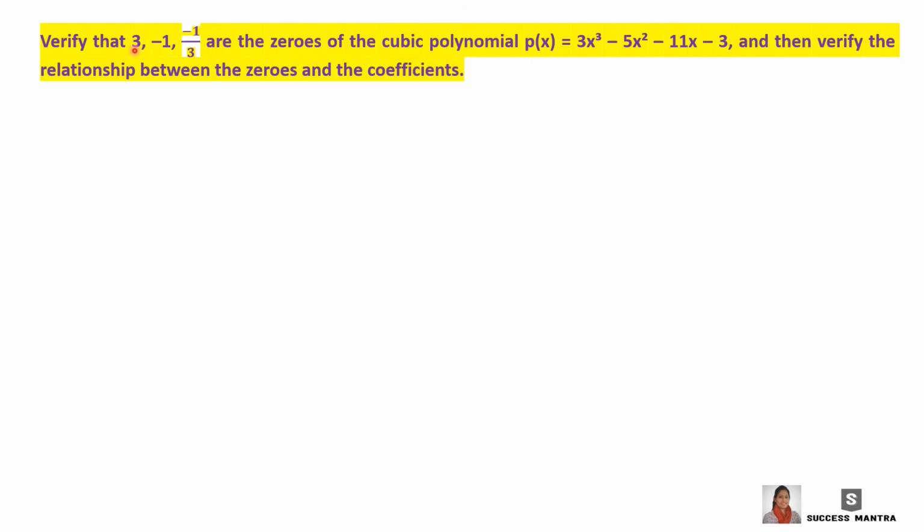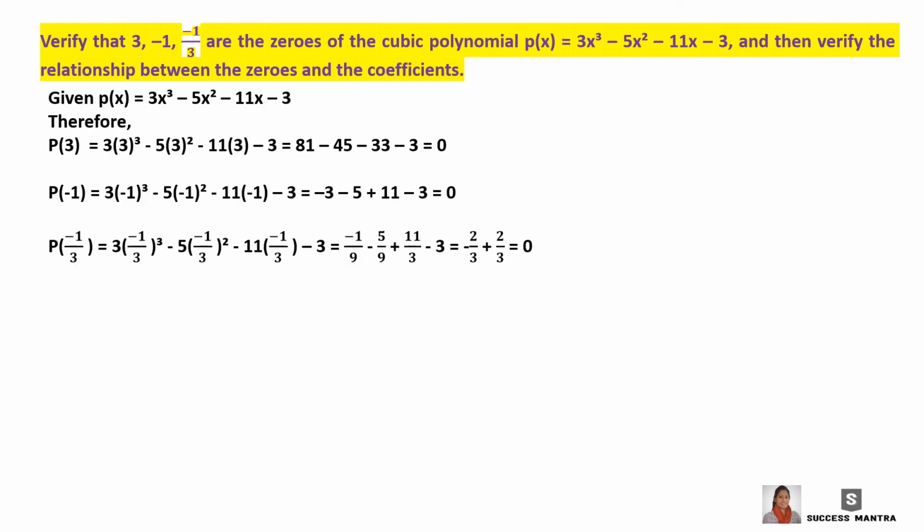So in order to prove that these are zeros of this polynomial, just put the zero values in the place of x, and if the result is 0, then they are zeros of the cubic polynomial. So let's do it first. That is, we are given p of x is equal to 3x cube minus 5x square minus 11x minus 3. First we substitute the first zero, that is 3. P of 3 is equal to 3 into 3 cube minus 5 into 3 square minus 11 into 3 minus 3. We got 0. Since the result is 0, 3 is a zero of the given polynomial.